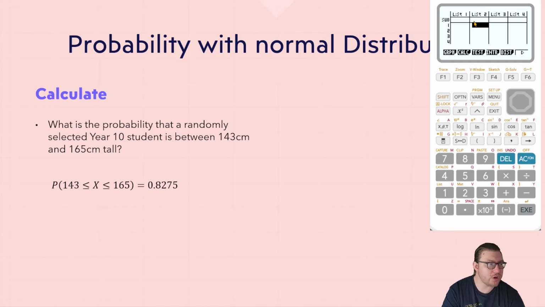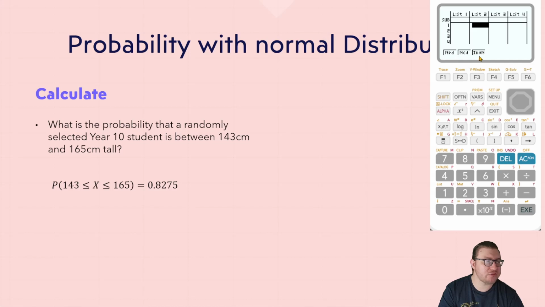What we do want to look at is we want to go to distribution. So in my case, this is F5. Now we want to choose the distribution. Remember, there were quite a few in the beginning, but we want the normal distribution. So we're going to press F1 for normal distribution.